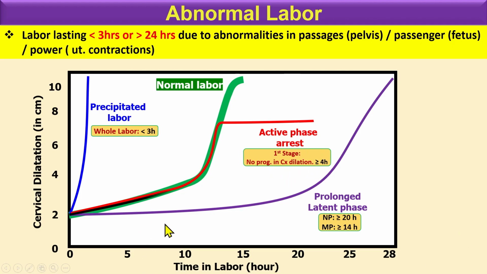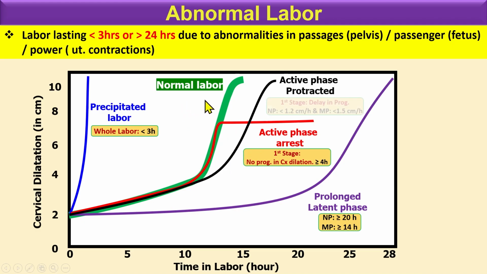Okay, this is another curve. We show the active phase protracted, which means slow. Although there is dilation, it is slower than normal. In the nullipara, it is less than 1.2 centimeter per hour dilation, in the multipara less than 1.5 centimeter per hour dilation. So this is known as the active phase protracted. This graph summarizes the abnormal labor associated with the first stage of labor.